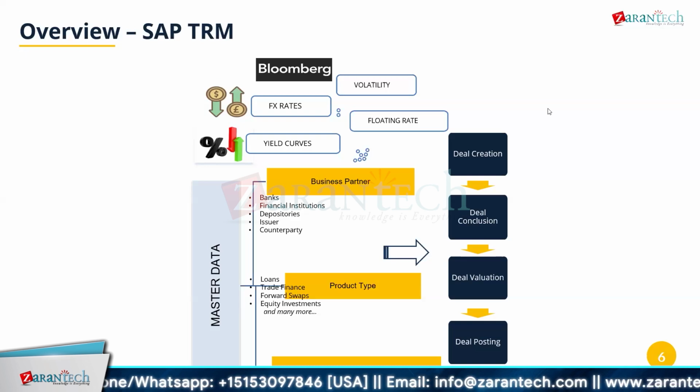Okay. So let's talk about the deal creation. Once a business partner is in place, let's say bank or institutions or depository issuer counterpart, depending on the role, you create the business partner, we discussed this. Then you start creating the deal. You create the deal based on the product type.